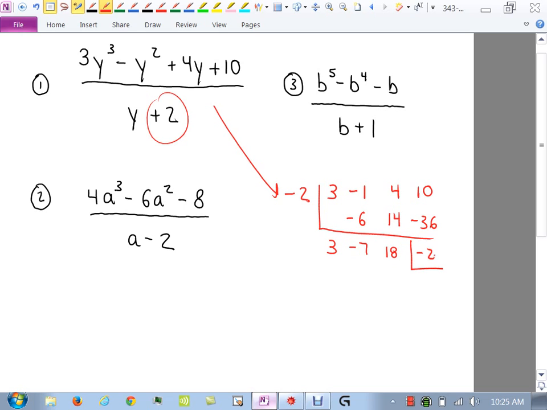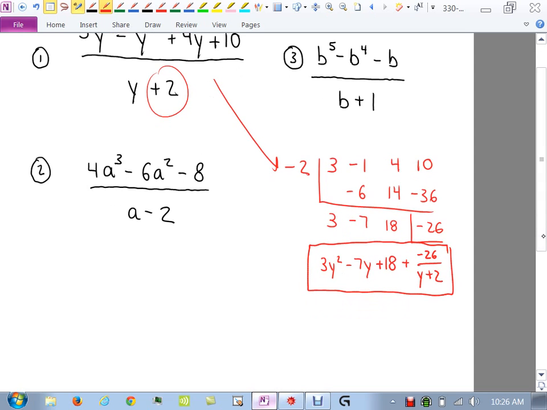Adding straight down, -26. The power on my answer is going to start out at y squared because the original problem was y cubed. So I get 3y squared minus 7y plus 18, then plus my remainder, -26 over my divisor, y plus 2. I know I went fast, but you can go back and watch it if you want to. Slow-mo.